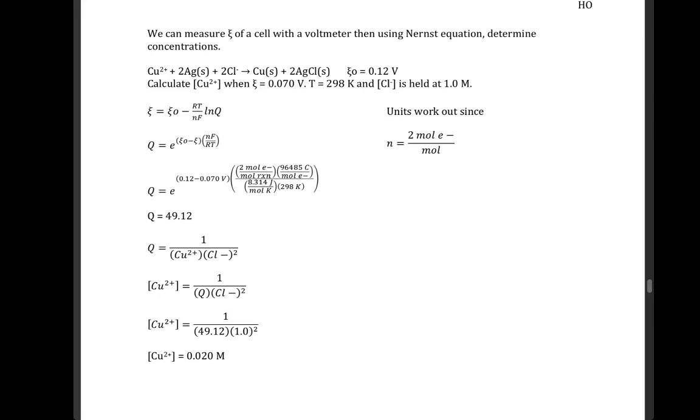Q, if we look back at our reaction, Q is equal to 1 over copper 2 plus concentration times Cl minus concentration squared. Our unknown is copper 2 plus concentration, so we solve for that, and we get 1 over Q over Cl minus concentration squared. Putting in our numbers, we have copper 2 plus is equal to 1 over 49.12 over 1 squared, or copper 2 plus concentration is 0.020 molar.